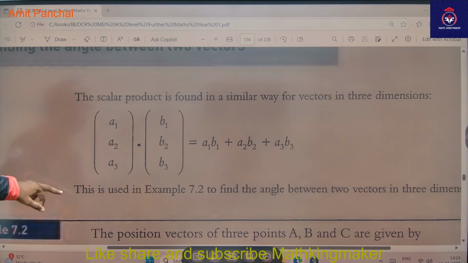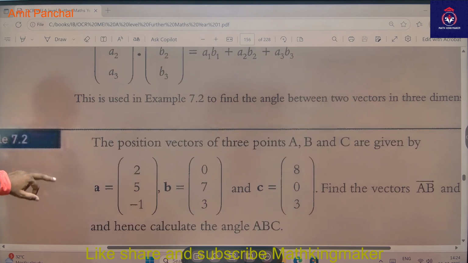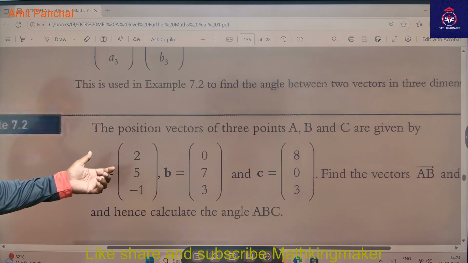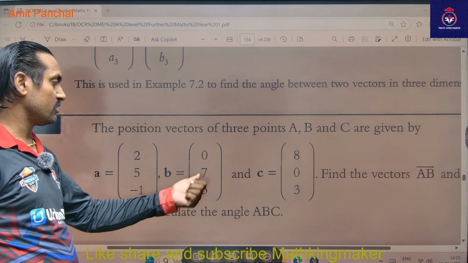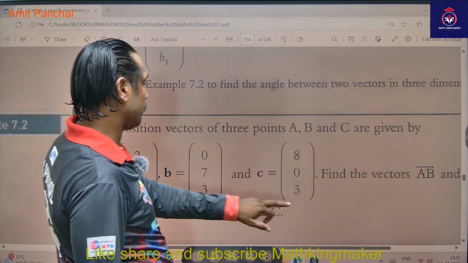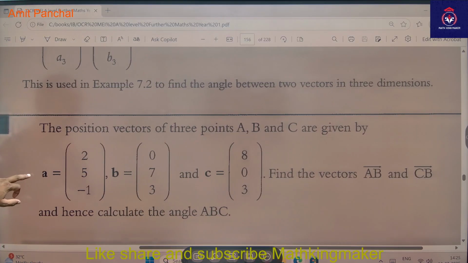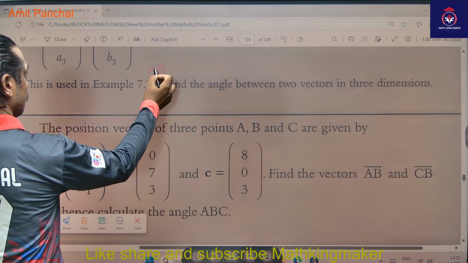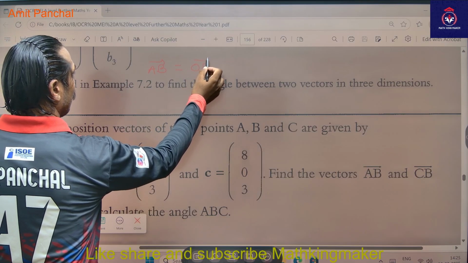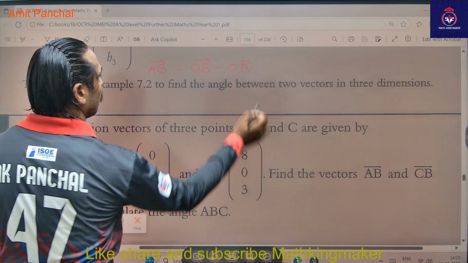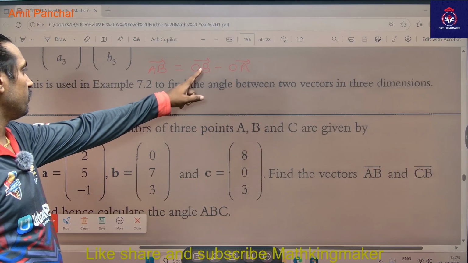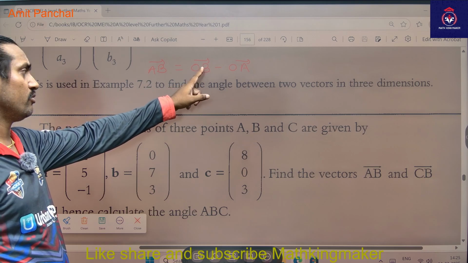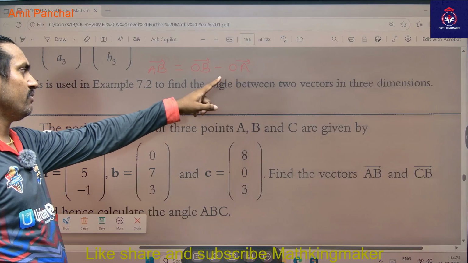Now, the position vectors of 3 points A, B, C are given: position vector of A is given as this one, B is given as this one, C is given as this one. Find the vector AB. Do you remember how to find it? So, if you are going to find out the vector AB, you have to write down OB vector minus OA vector. OB is the position vector of B, OA is the position vector of A.